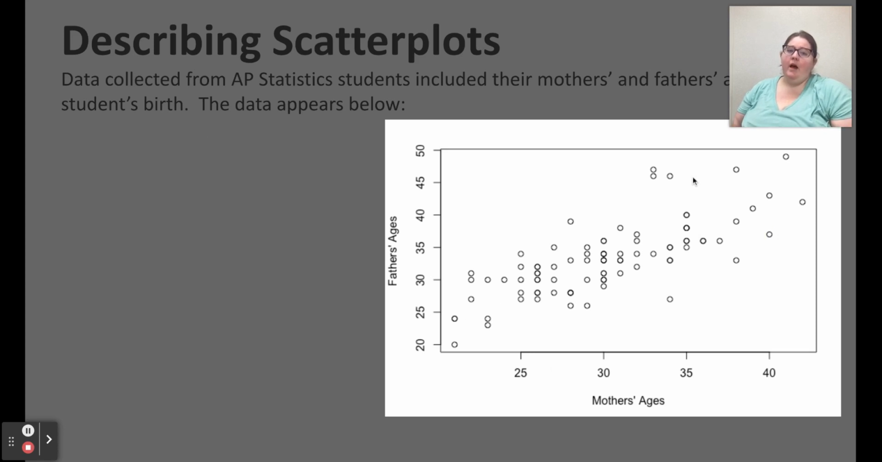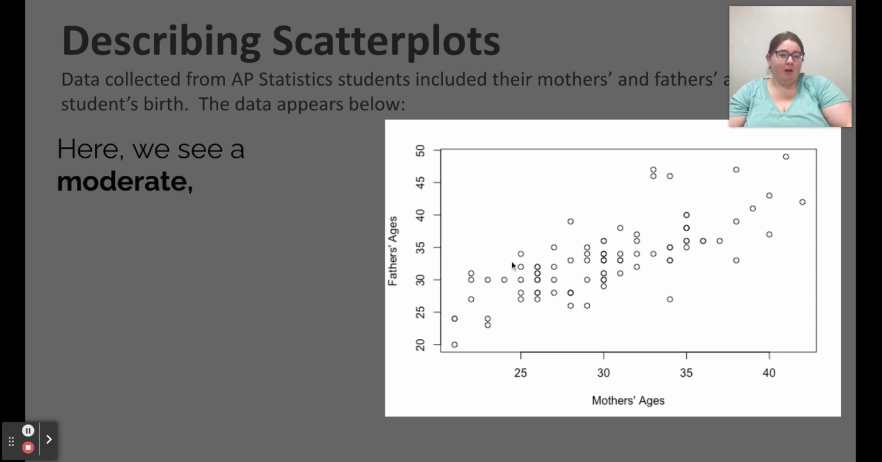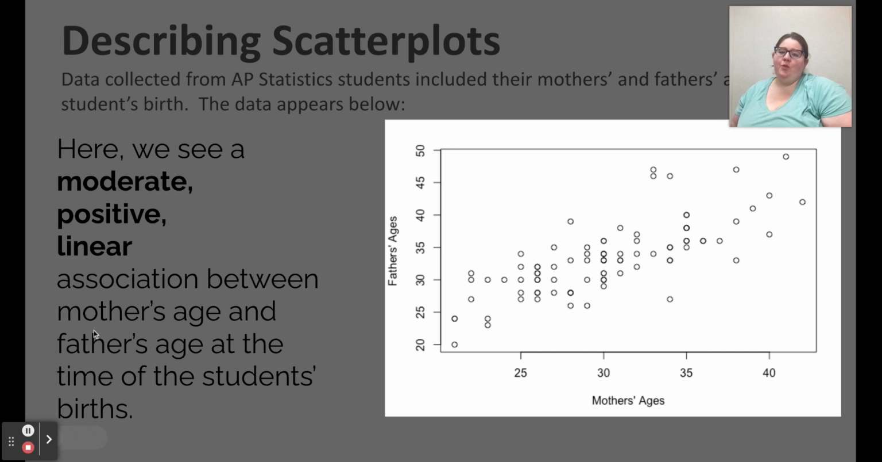For this one, when I describe this, there's a fourth thing I didn't mention on the list, and this is always with AP Statistics: context. That means when I describe this association between these two variables, I need to mention the actual variables by name. So what I would say for this one is that I see a moderate, positive, linear, you could say fairly linear if you wanted to, association between mother's age and father's age at the time of student's birth.